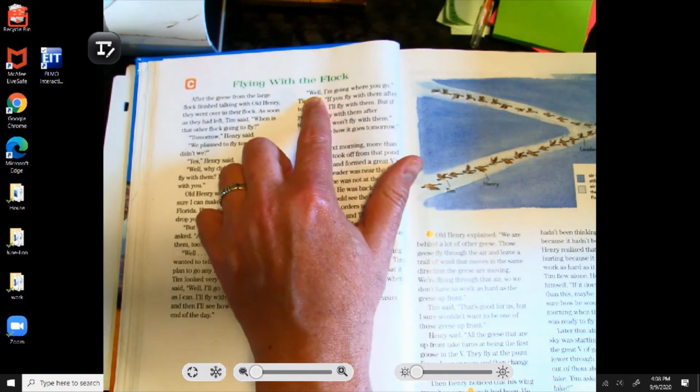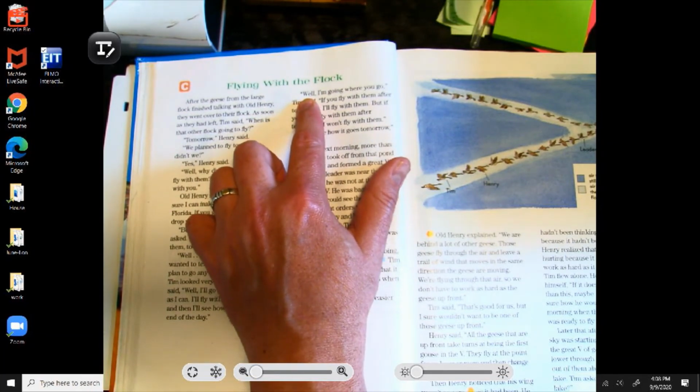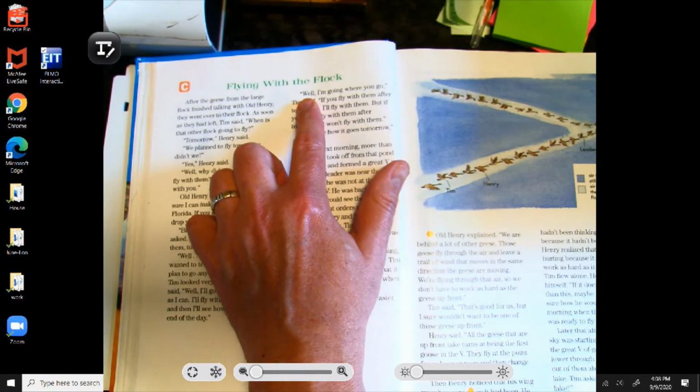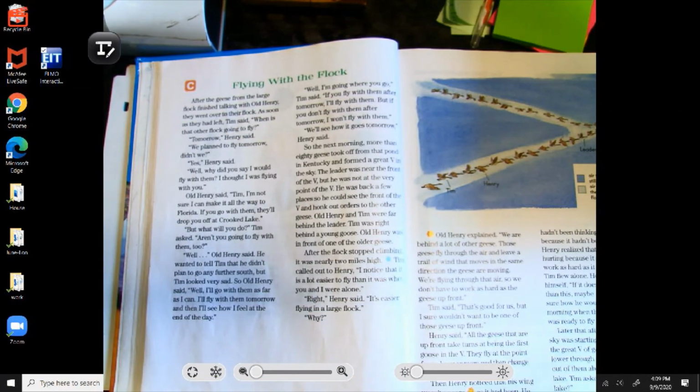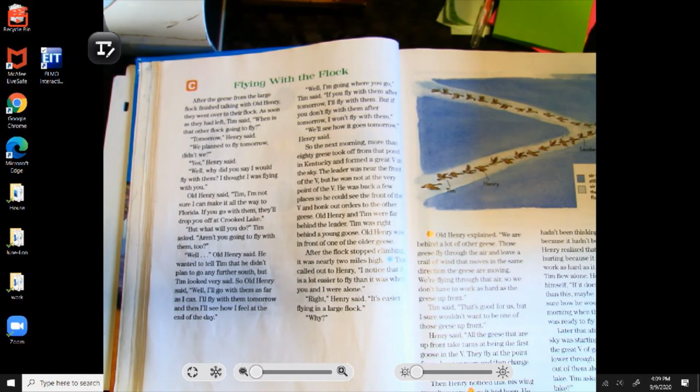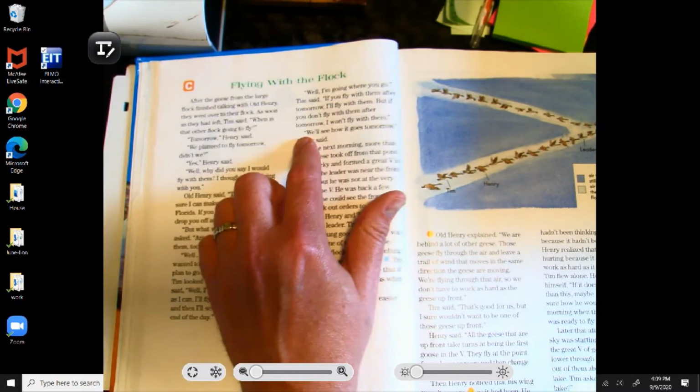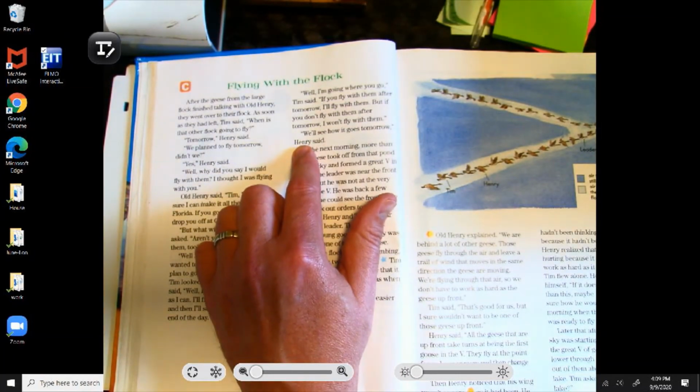"Well, I'm going where you go," Tim said. "If you fly with them after tomorrow, I'll fly with them. But if you don't fly with them after tomorrow, I won't fly with them." "We'll see how it goes tomorrow," Henry said.